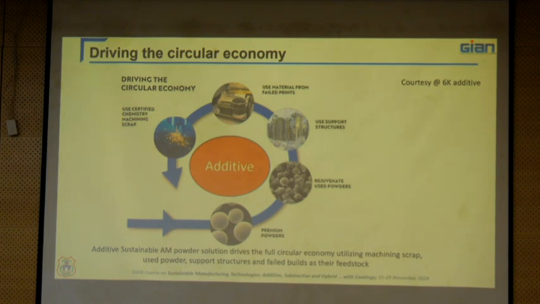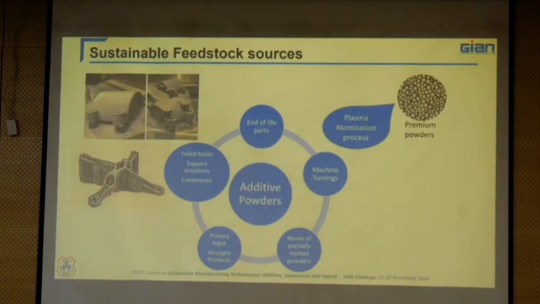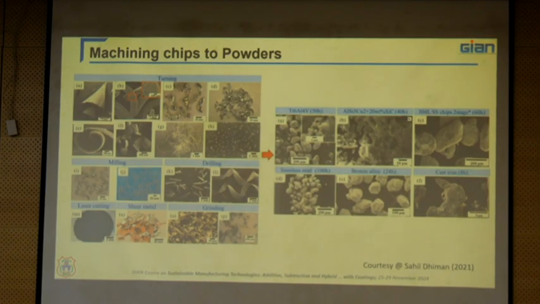With that, 6K has developed this kind of process using support structures or unused powder particles, or parts which are already broken or deformed during printing, or which may have failed. They have collected all these from the industries as well as from academia to produce the powder particles. That is, the failed powder particles, failed builds, support structures or condensates, or primary ingots, or reuse of partially melted powder particles, or the machine turnings, or the end-of-life powder particles. All these things they can collect to make premium powders by the plasma atomization process and all. That is how they can use these for powder manufacturing.